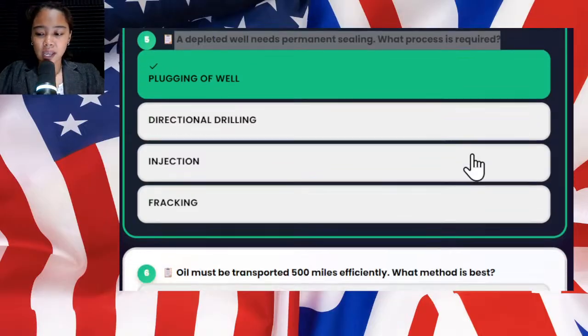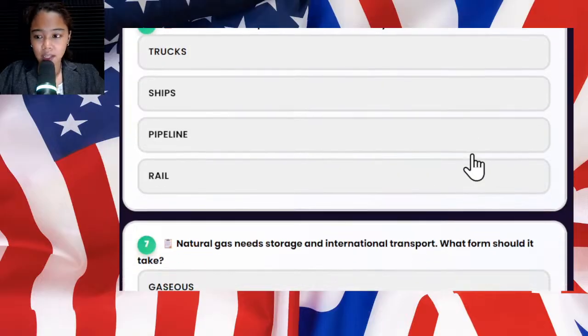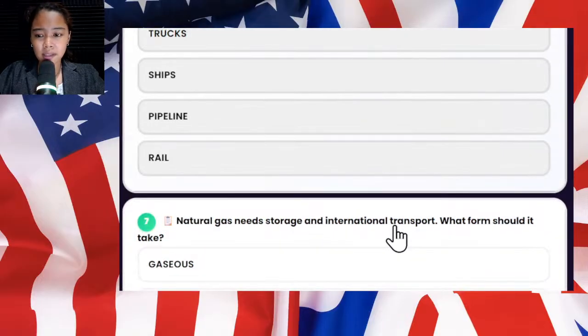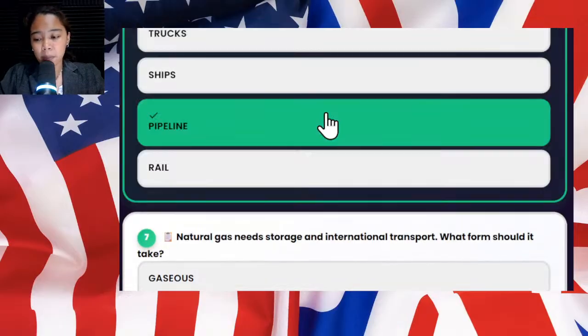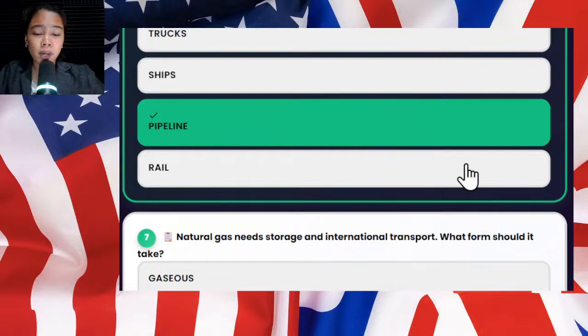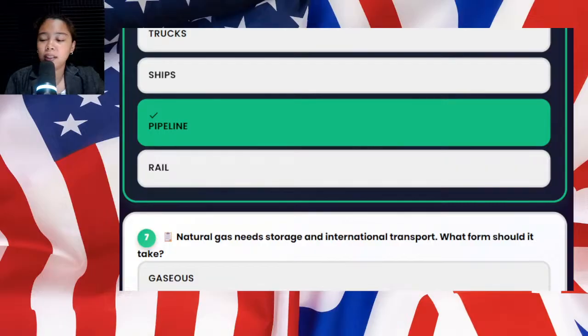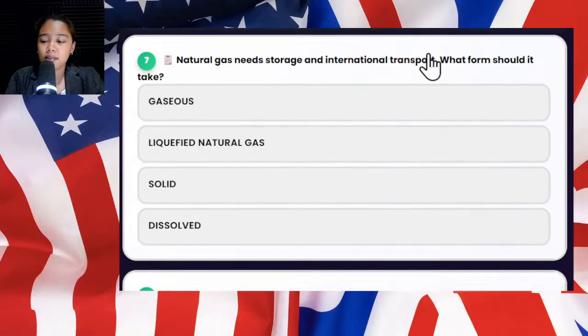Okay. Next item, number 6. Oil must be transported 500 miles efficiently. What method is best? Among all the options, this is very easy because there is only one term that is included in our discussion, and that is pipeline. Again, a pipeline is a system of pipes that we use to transport oil, may it be crude oil, natural gas, or refined oil. That is number 6.